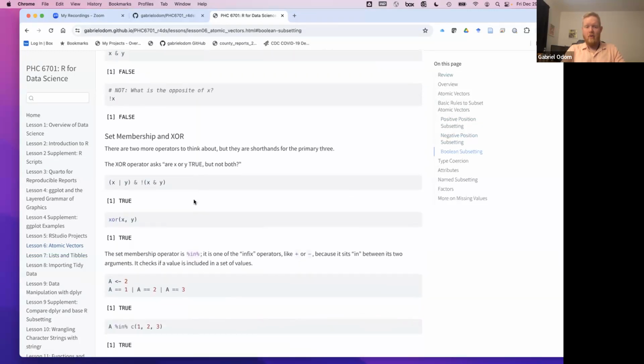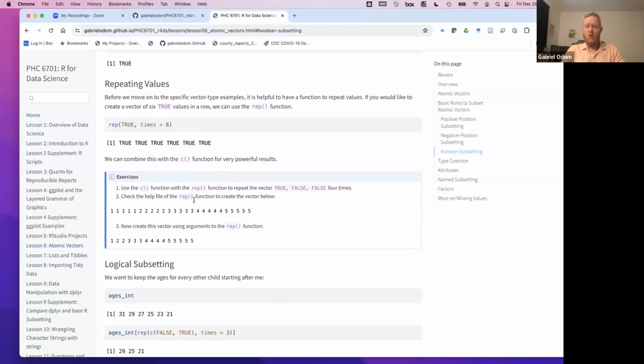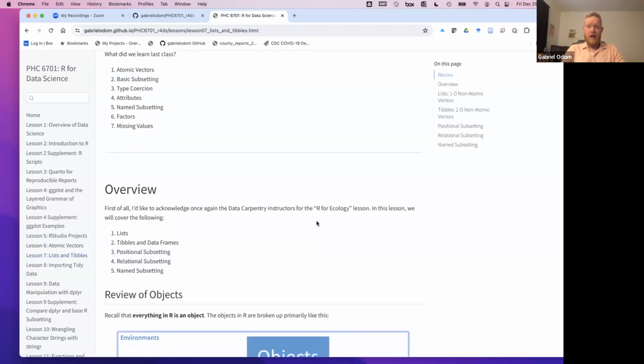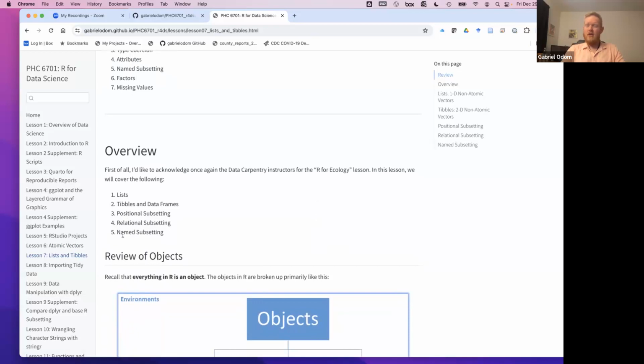And this is all about how the logic works to subset a vector. We're going to build on this idea a lot when it comes to relational subsetting of tibbles. So back to lesson 7. And then finally, we talked about name subsetting for atomic vectors. There's also name subsetting for atomic vectors.